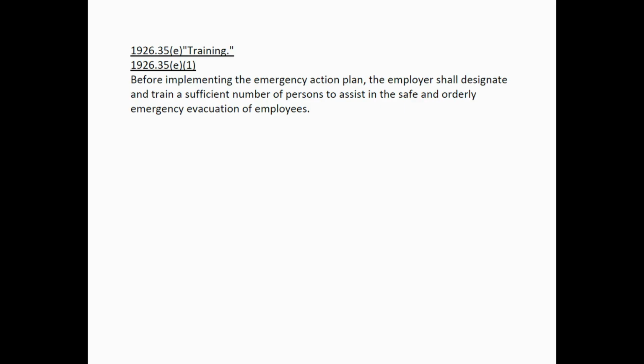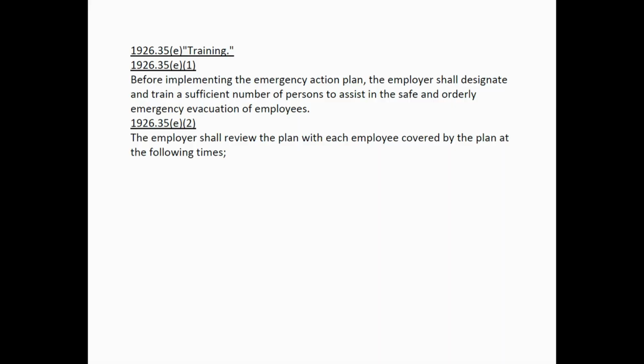35E training, E1. Before implementing the emergency action plan, the employer shall designate and train a sufficient number of persons to assist in the safe and orderly emergency evacuation of employees. Pretty simple. However many people you need to conduct this evacuation safely, train them. And then me personally, I would train almost everybody that's necessary times 2. Because that way, if that person's sick that one day, you don't have a big ball being dropped and a bunch of people get hurt just because you forgot to open this one door, forgot to lock this one door, or forgot to turn in the recall roster. So everybody stood around for an extra hour and a half because the guy who turns in the recall roster, he was sick that day.